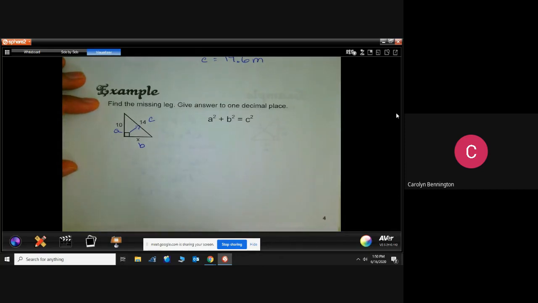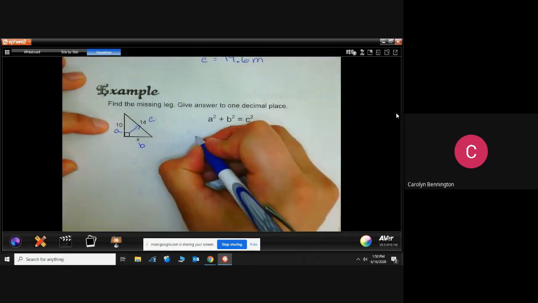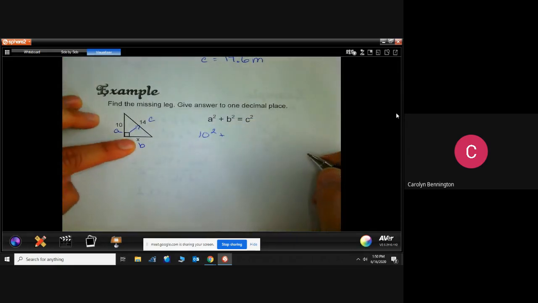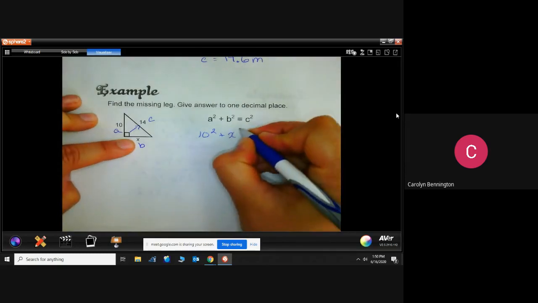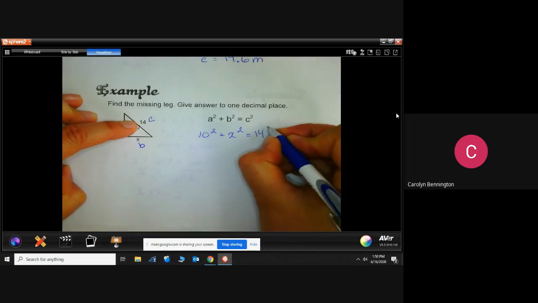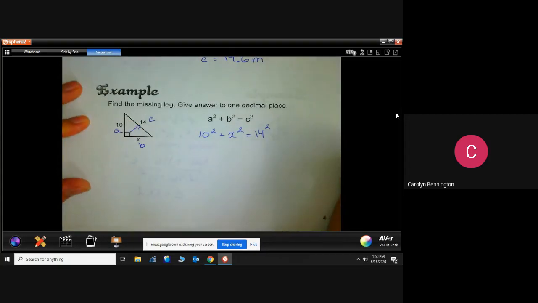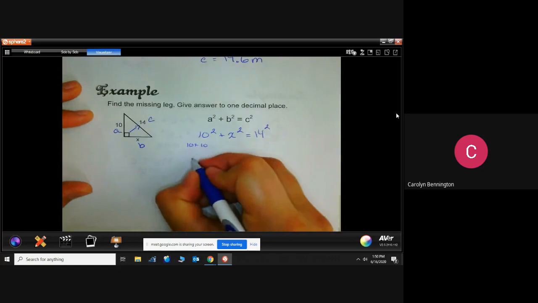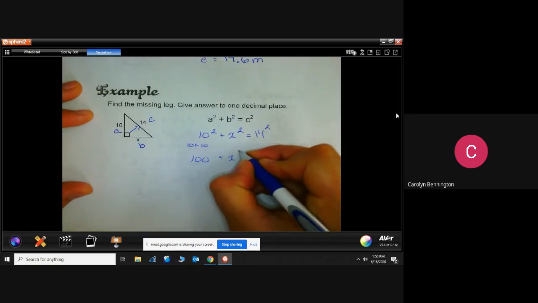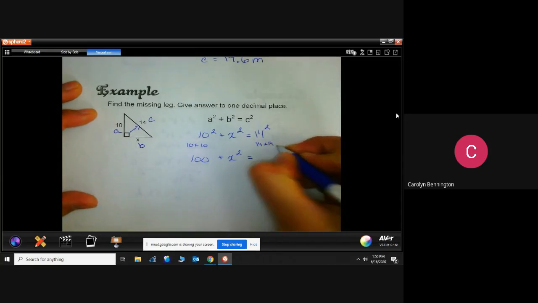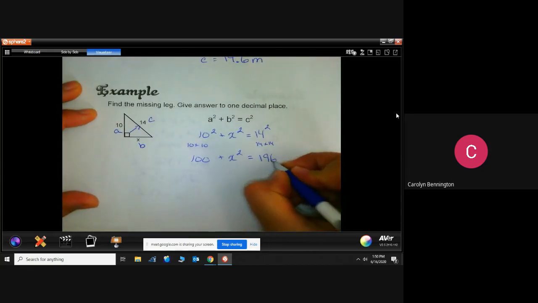So now let's substitute in what we know. So we're going to have A squared will be 10 squared. In the B position is X. So we'll have X squared equals our C, which is 14. So 14 squared. So again, square what you know. So here we're going to have 10 times 10 is 100 plus our X squared equals 14 squared, which is 14 times 14, which is 196.